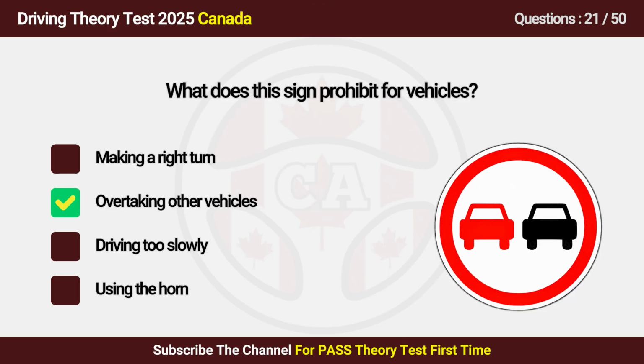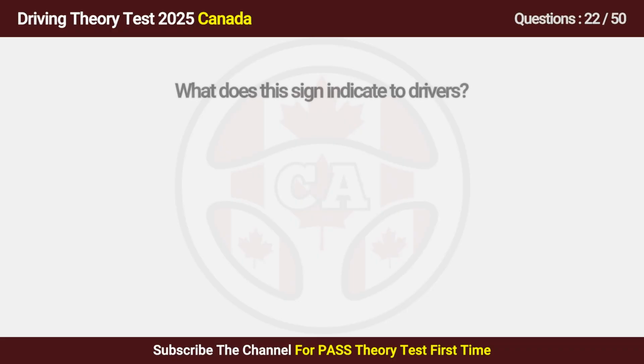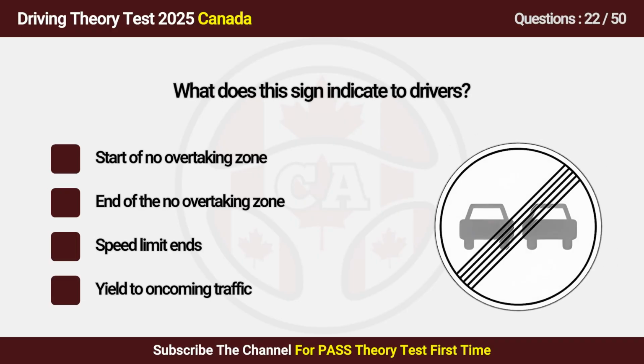Answer is B. Overtaking other vehicles. This prohibitory sign means no overtaking. Drivers must not pass other vehicles from this point until the restriction is lifted by another sign. Question 22. What does this sign indicate to drivers?